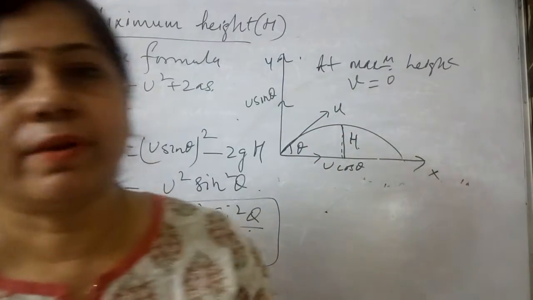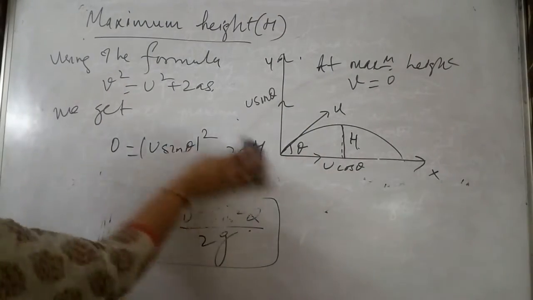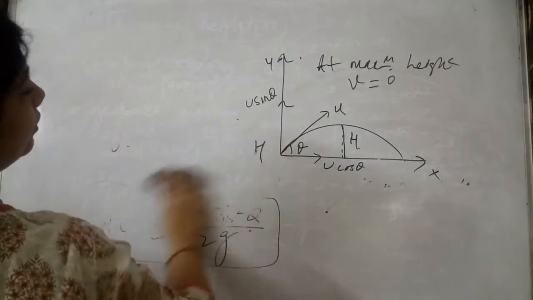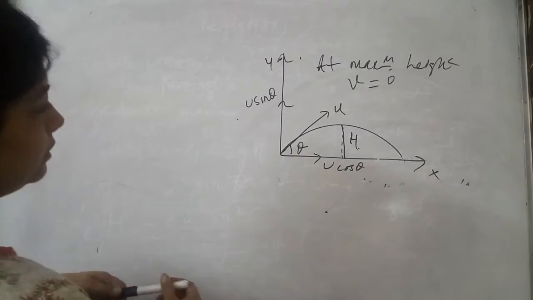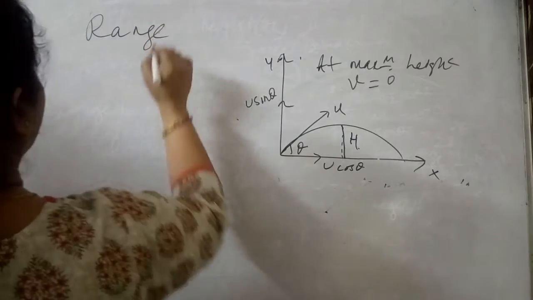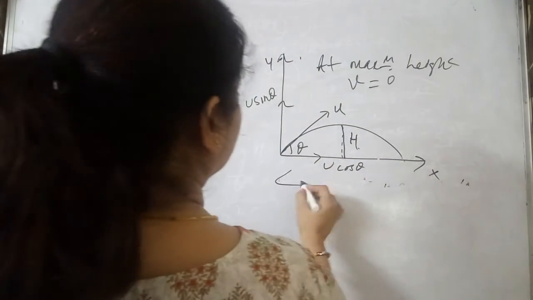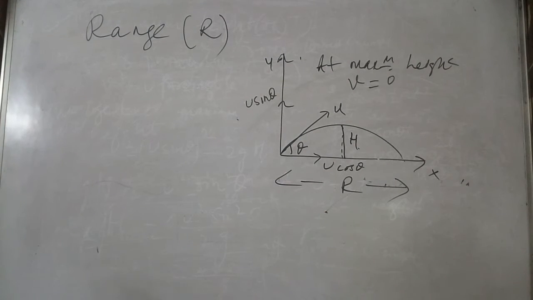Okay. The next one is the range. We are finding out the range. Now, range is what? It is the total horizontal distance covered by the projectile.